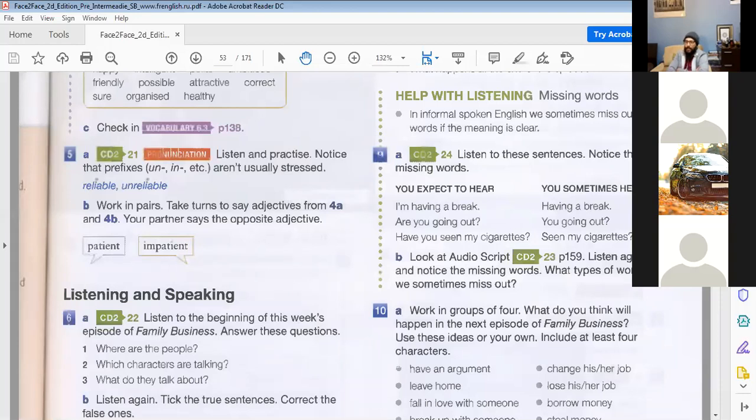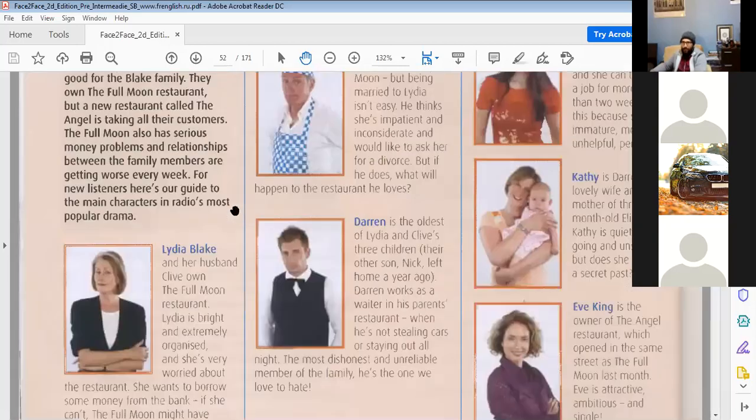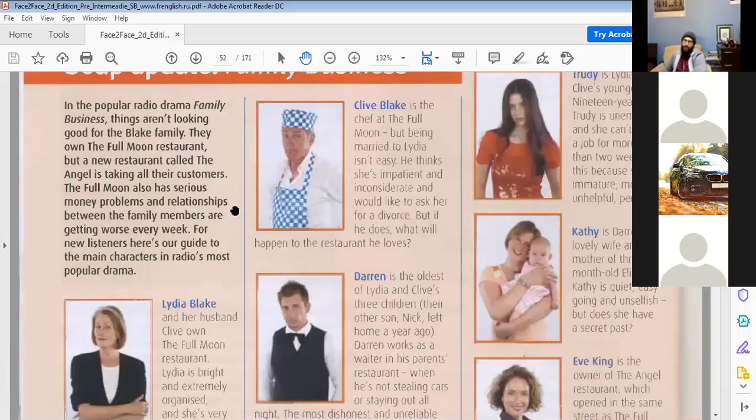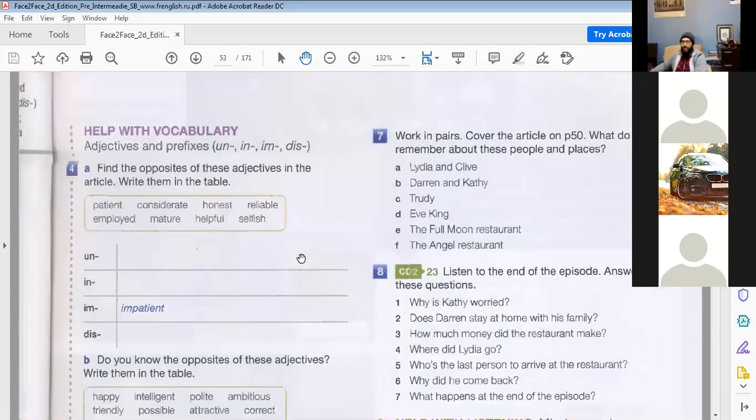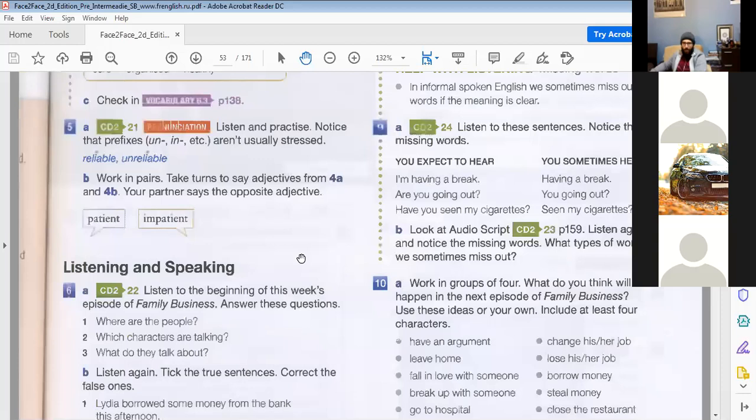Lydia. Okay, I'll show you the characters. Lydia. Who else? The father, Clive. And the other one, Trudy. But there was another one. Darren. Also Darren, yeah. So Lydia, Clive, Darren, and Trudy. Correct. All right. And the last question, it says, what do they talk about?